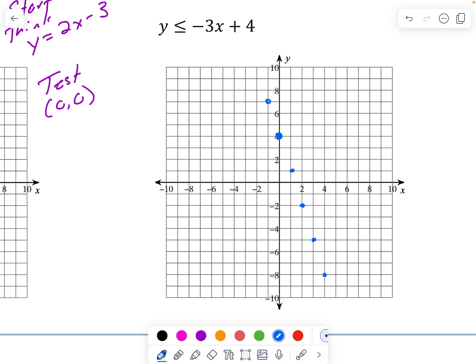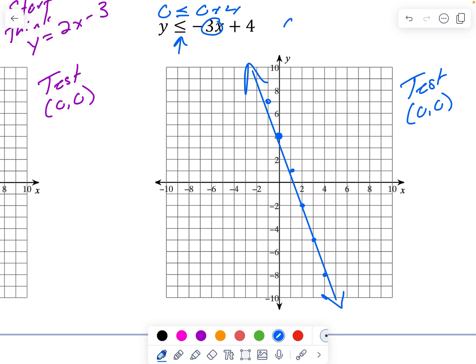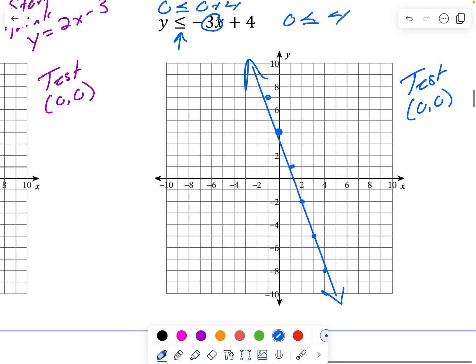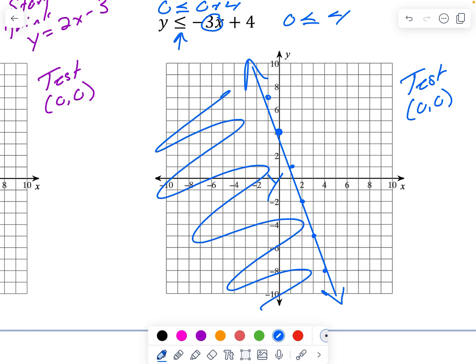Now, in this case, it is equal to, so we're going to do a solid line through those points. And we are going to test 0, 0. Is that true or not? Well, when we plug in, 0 is less than or equal to 0 plus 4. Or in other words, is 0 less than or equal to 4? Oh, well, how about that? Yes, it is. So we're going to shade where it includes that point.